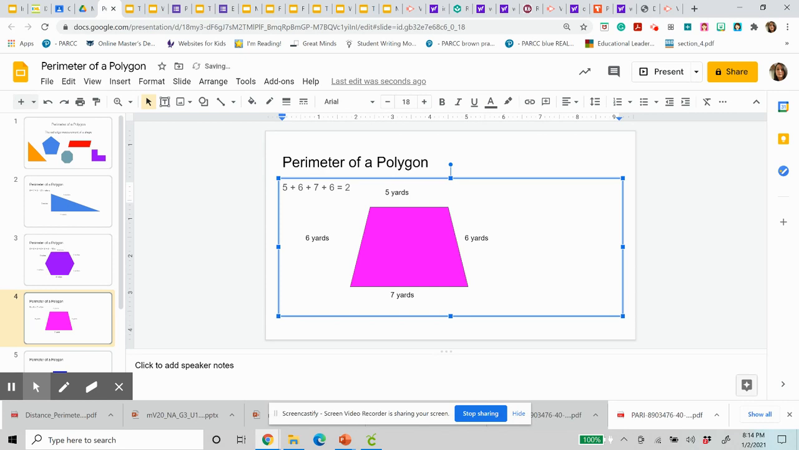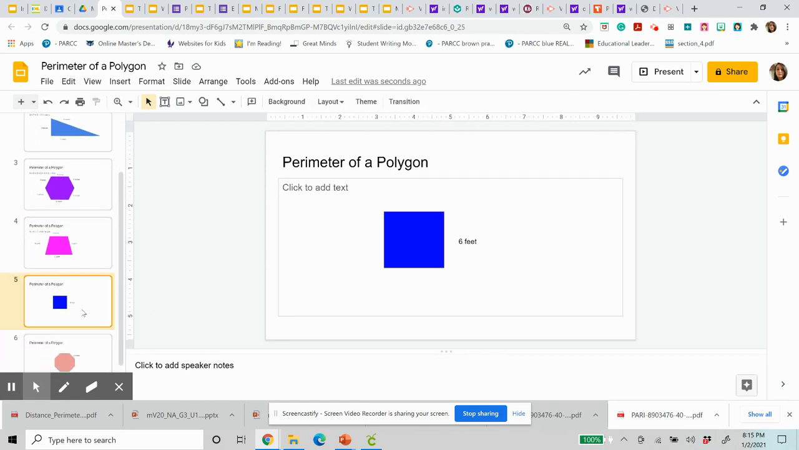Okay. So 24. That's abbreviated again. That would be the perimeter. You would need 24 yards of fence. Okay, this is the outline. That's the outer edge.